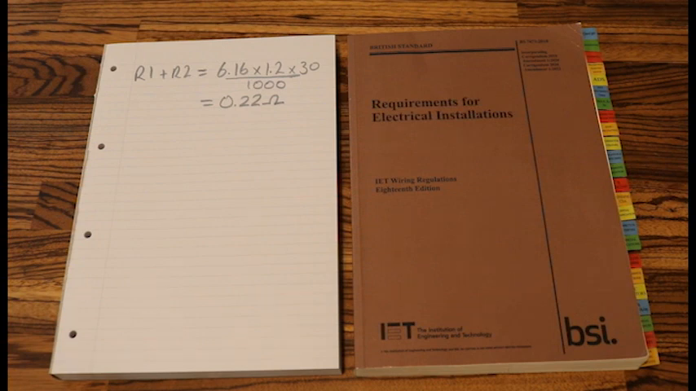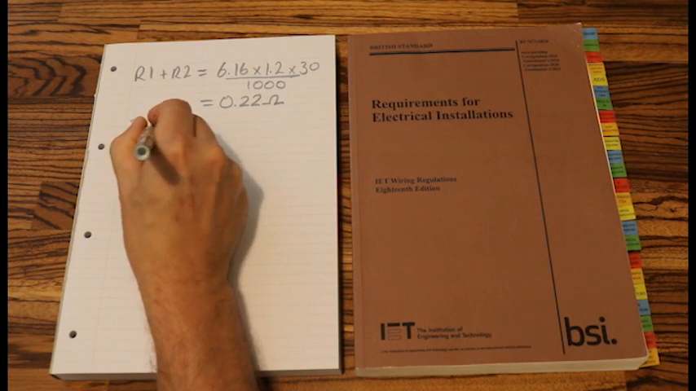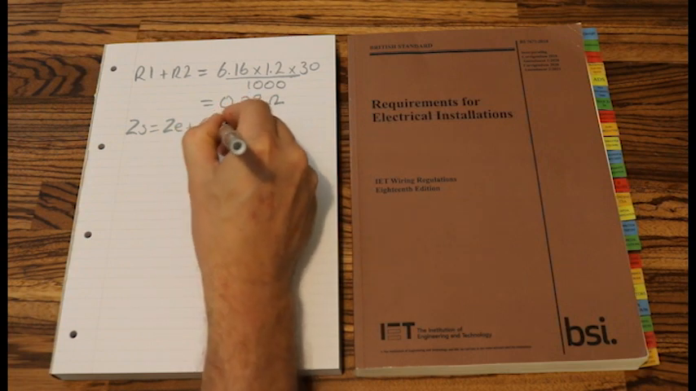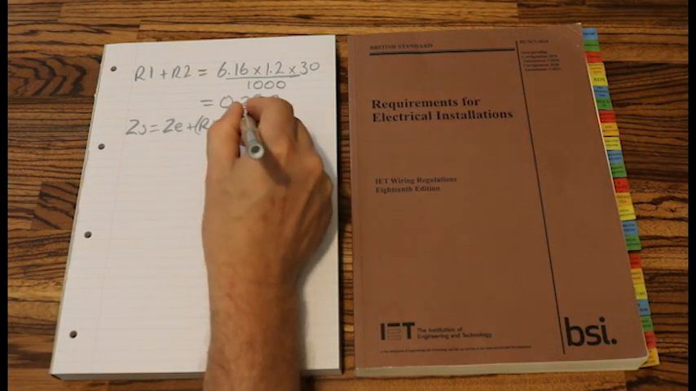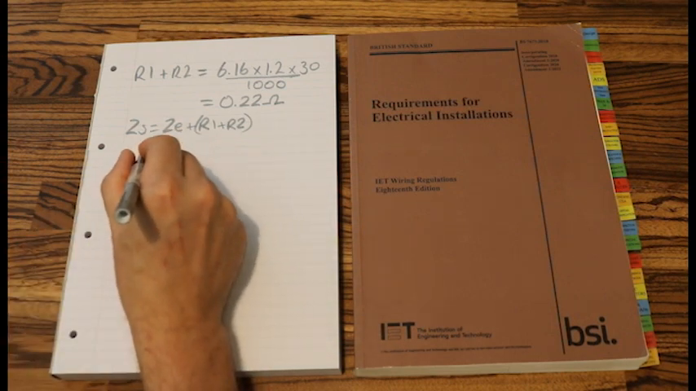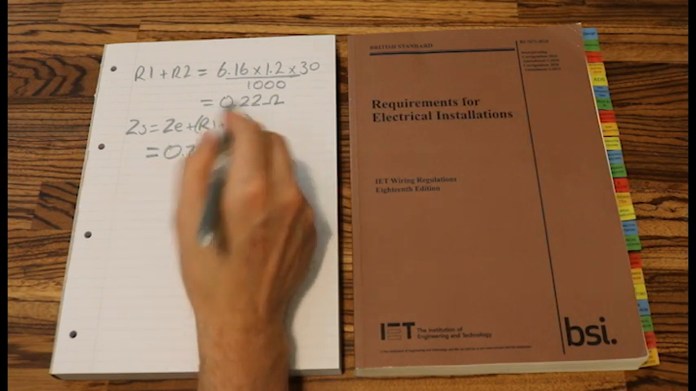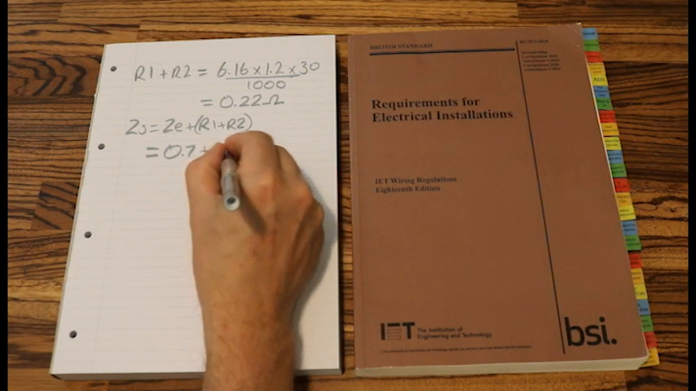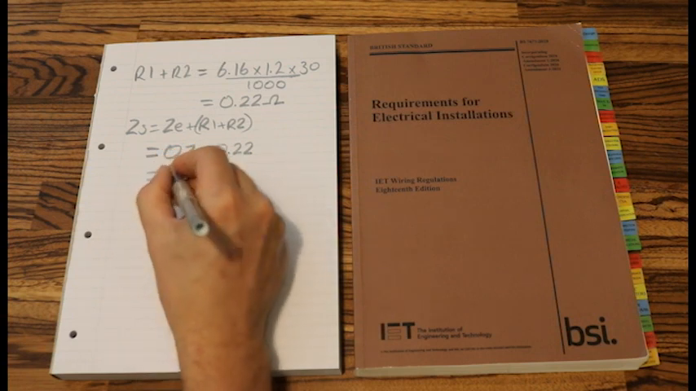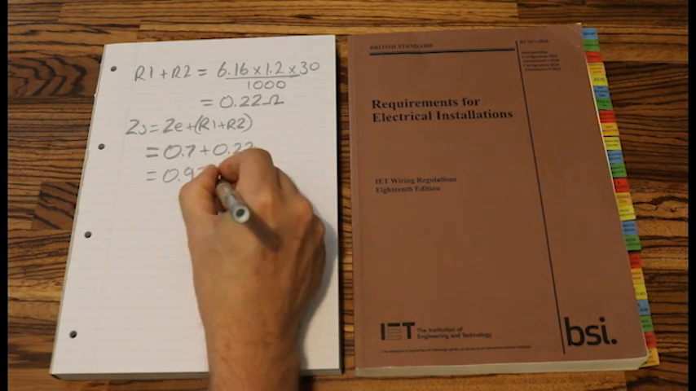So our next step is to calculate ZS, and the formula for ZS is ZS equals ZE plus R1 plus R2. And we can input these values. The ZE was given in the question, 0.7, and I have just calculated my R1 plus R2 to be 0.22. So adding those together, I think that makes 0.92 ohms.